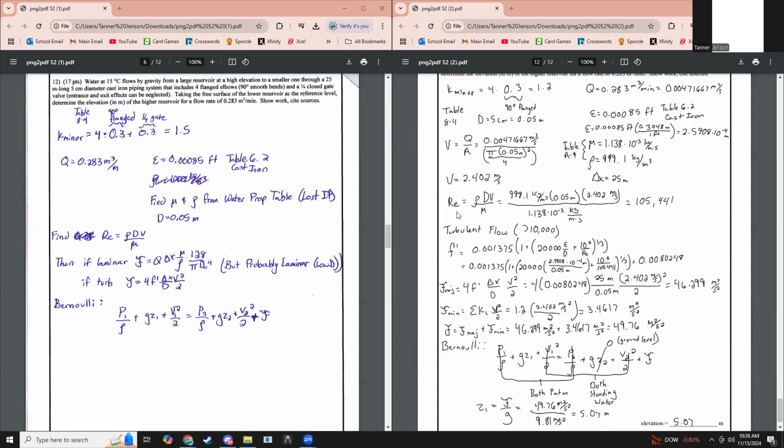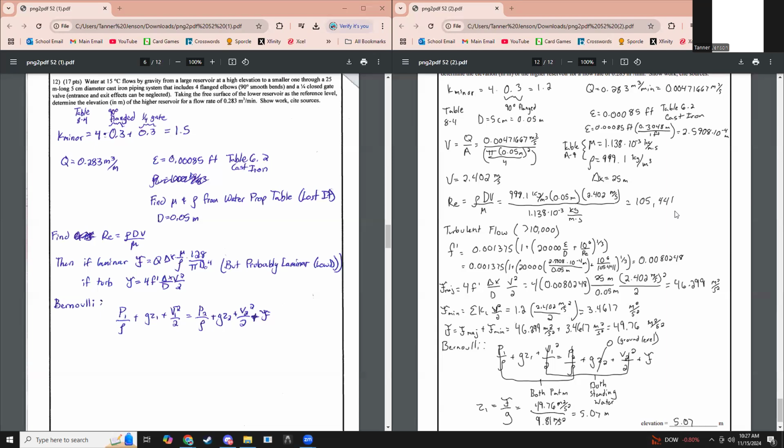Therefore, I found my Reynolds number, which was 105,441, which was more than 10,000, so it made it turbulent. I solved for my f prime using the equation. Then I found my friction coefficient major and my friction coefficient minor using their respective equations. Added those together to get my total friction coefficient.